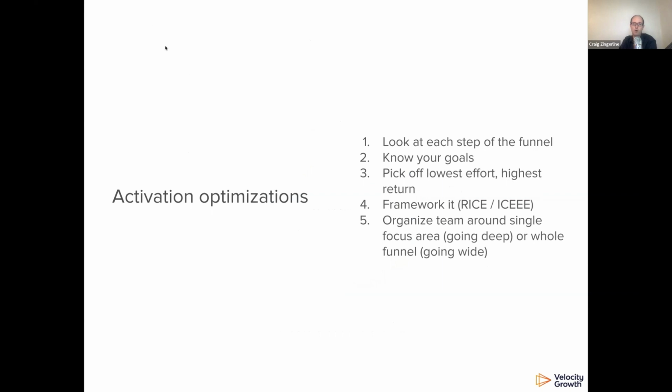So, well, what can you do? If you're assuming you're a little bit earlier stage than Miro, well, you can look at each and every step of that funnel or of that growth loop and find areas that you can pick off that you can improve on. It means that you have to know your goals and you're going to want to pick off the lowest effort, highest return stuff that you can. There's a bunch of frameworks you can use.